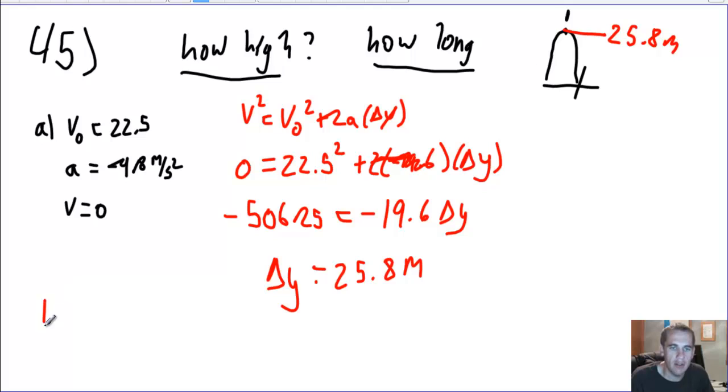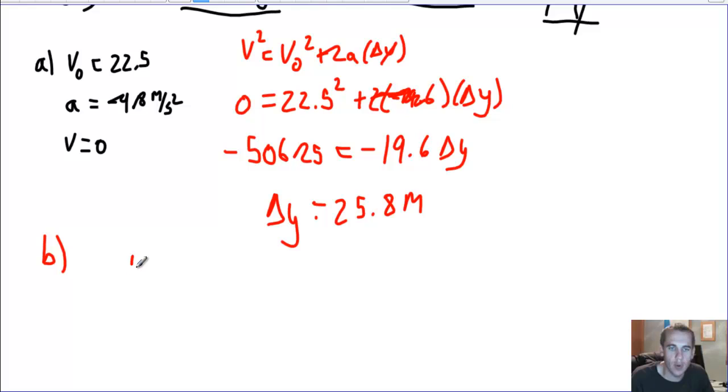Okay. Part B says how long is it in the air? Well, now I can use the second equation. I can say y equals 1/2 a t squared plus v naught t plus y naught. Okay. And I know its final position is 0. Right? It ends where it starts.